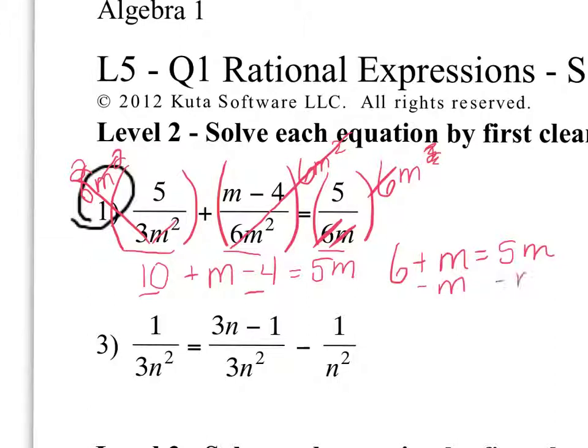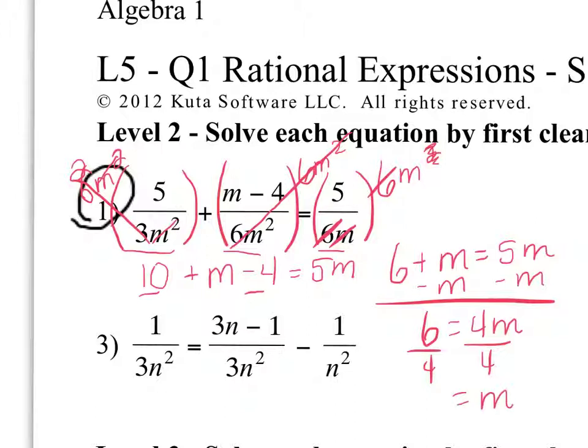Subtract m from each side. 6 equals 4m. Divide by 4. And m equals 1 1/2.